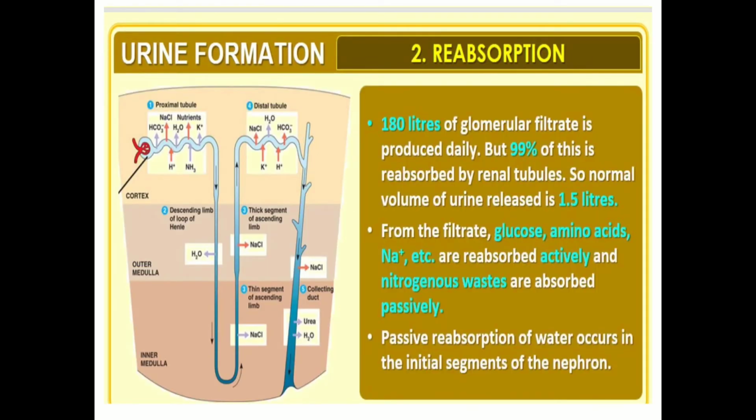Now the second step is reabsorption. 180 liters of glomerular filtrate is produced daily, but 99% of this is reabsorbed by renal tubules. So the normal volume of urine released is 1.5 liters. From the filtrate, glucose, amino acids, sodium ions, etc. are reabsorbed actively, and nitrogenous wastes are reabsorbed passively. Passive reabsorption of water occurs in the initial segments of the nephron.